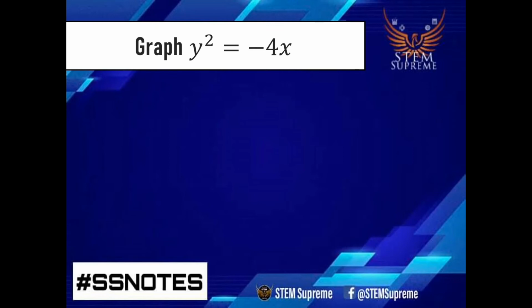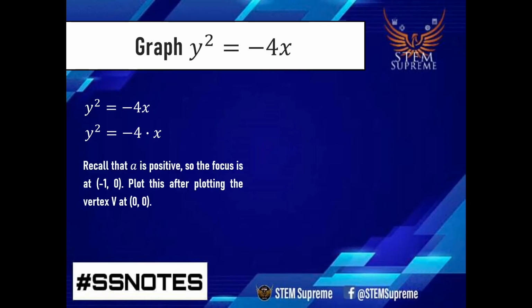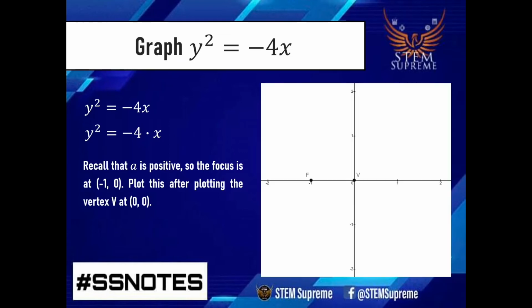For the second example, let's graph y squared equals negative 4x. Ating isulat sa side yung equation. Again, mag-factor tayo ulit ng 4, pero ngayon negative naman. Laging tandaan that A is still positive, so we only get the negative distance for the focus, since this will be a parabola that opens to the left. The focus is at negative 1, 0. Plot this kasama ng vertex at 0, 0 at huwag kalimutan lagyan ng labels.